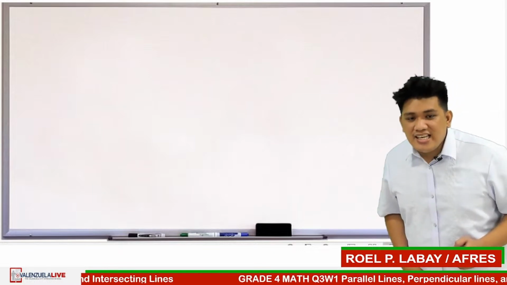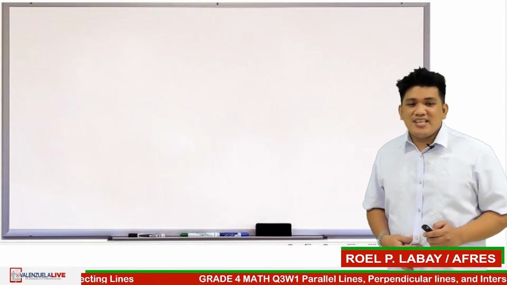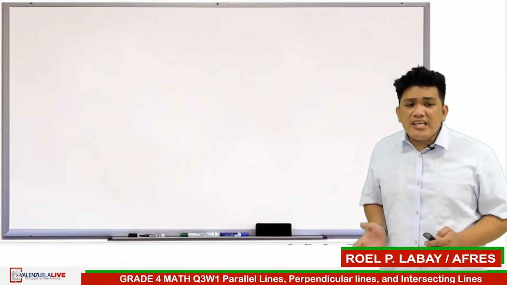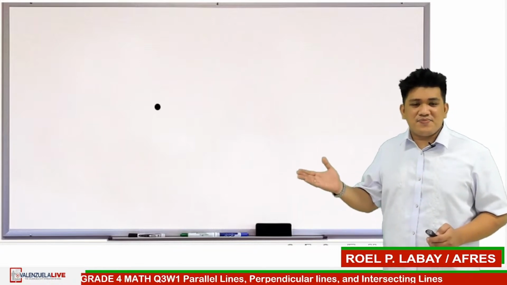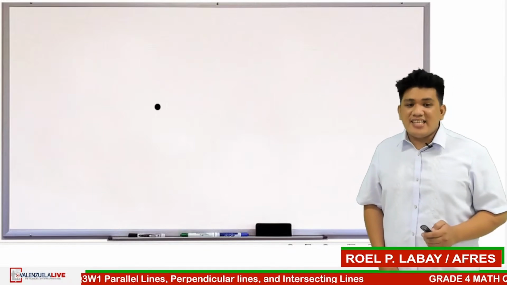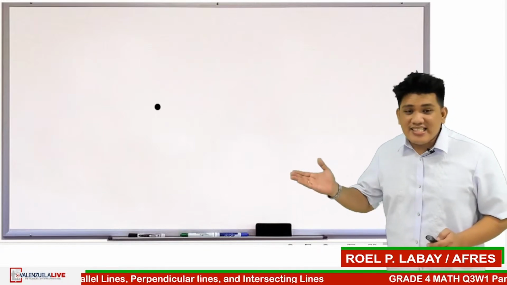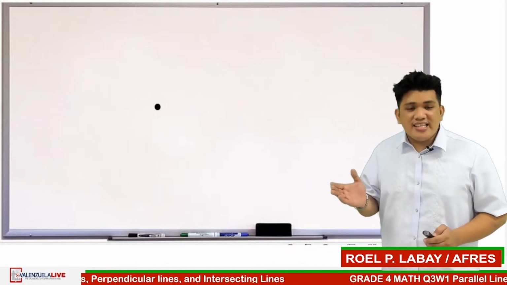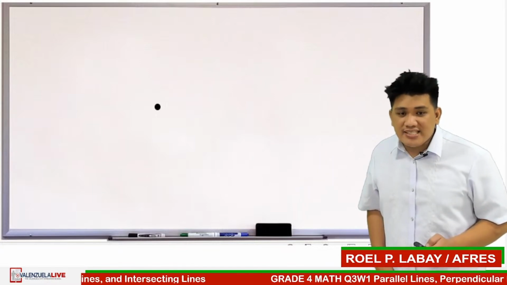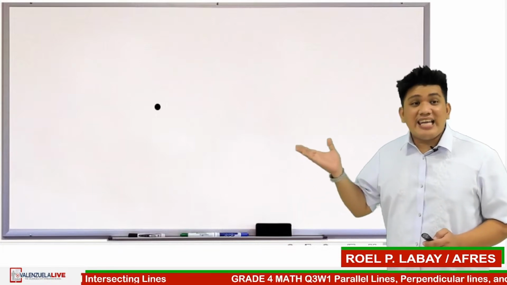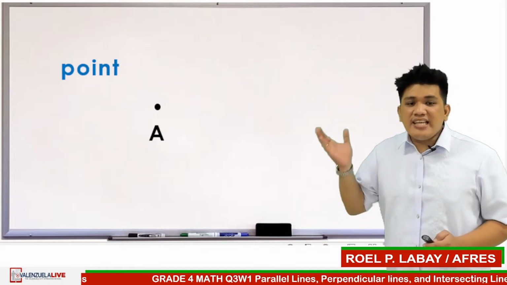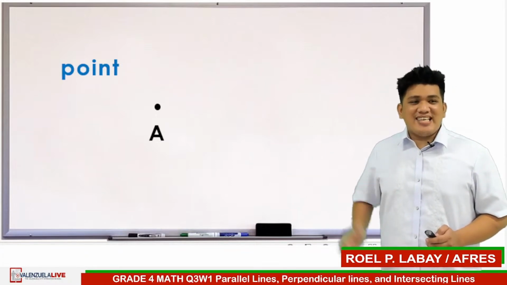So what can you see on this whiteboard? You can't see anything right here because it is a blank space. But what if I put a dot in here? Now we can identify an exact location in this blank space. This is a point. A point is an exact location in a space. It is represented by a dot and named by a capital letter. So we can name this point as point A.